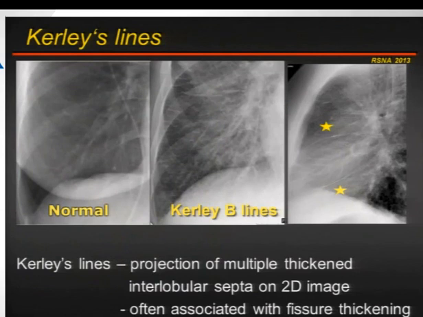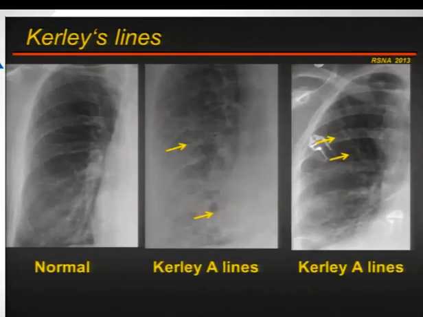The very well-known Kerley lines are actually the projection of the multiple thickened interlobular septa that we just saw on the CT image onto the 2D image. The Kerley B lines are running in horizontal plane. They are running at the periphery and the lower aspect of the lungs, and they're usually associated with fissure thickening. In contrast, Kerley A lines, which are much more difficult to see and are seen on chest radiographs not that frequently, are longer, run in an oblique fashion, and are usually seen in the more central portion of the lungs.